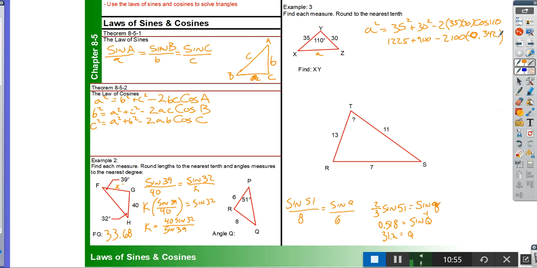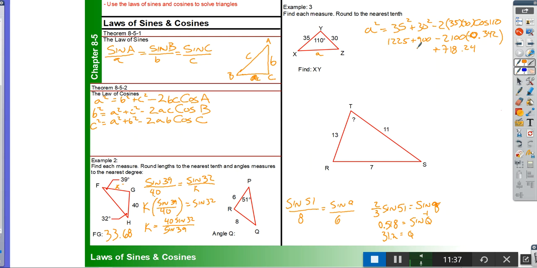All right, so then I multiply the cosine times 2,100. So I get, negative times a negative is a positive, so we get 718.24. And we still have the 900, so I'm going to add 900. I'm going to add 1,225. Oh, shoot. I didn't type that in right.